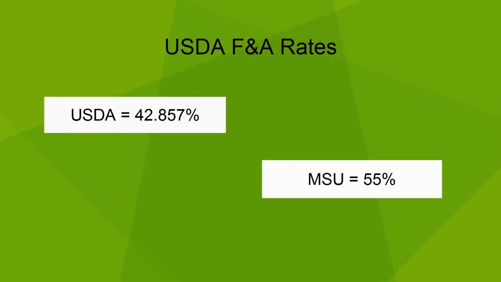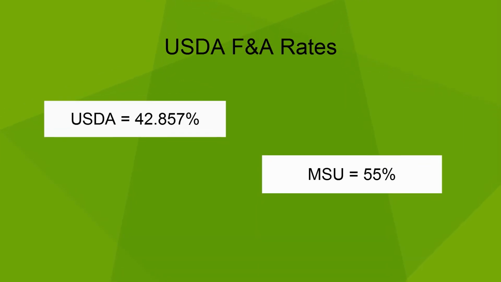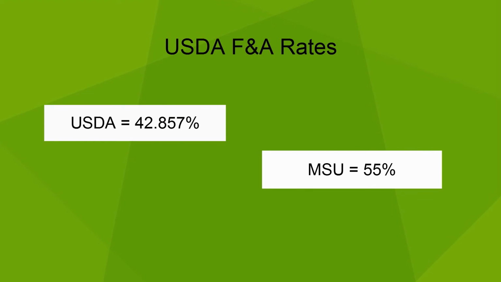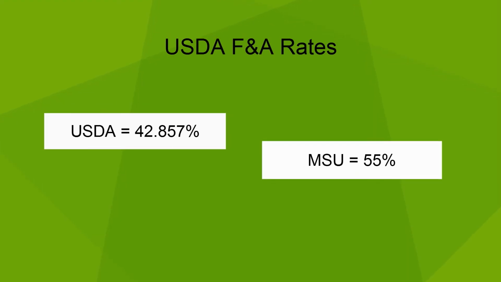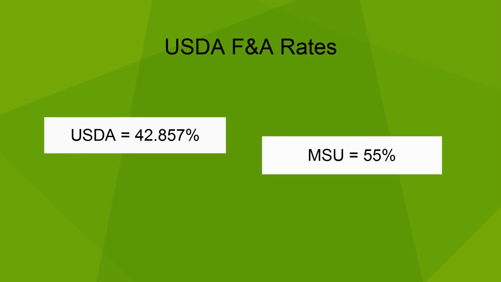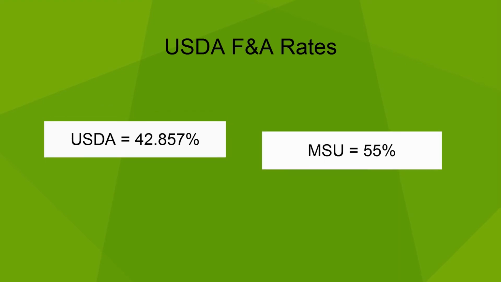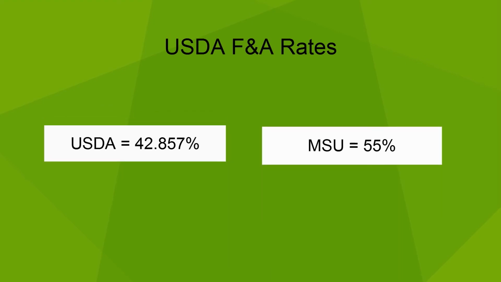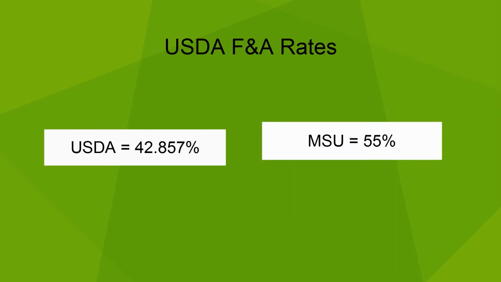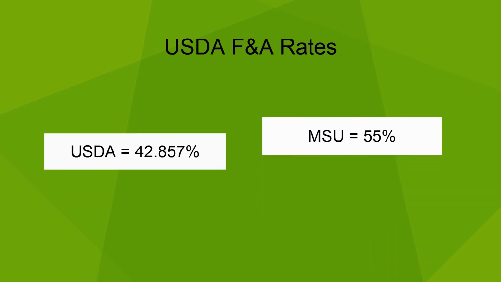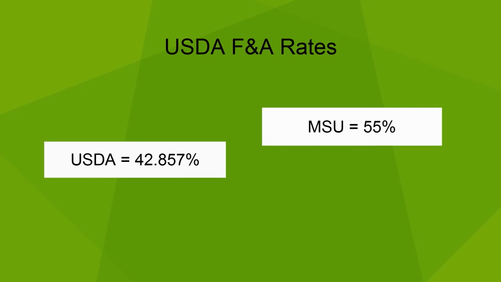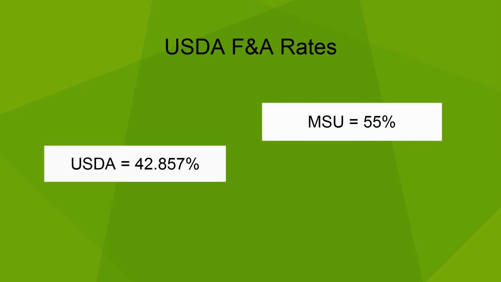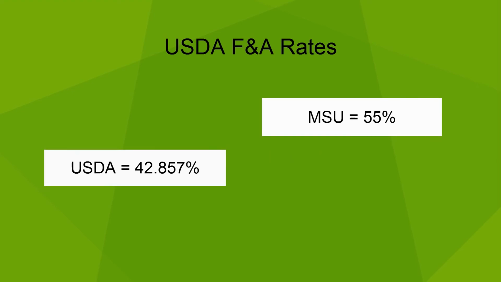The USDA typically limits their F&A rate to a calculation of 42.857% for the budget. The USDA also states that you must use the lesser of the two, the USDA rate or your institution's current rates, which will be 55% for MSU. If you have budget items that are exempt from F&A, the MSU current rates may actually work out to be less than the USDA rate.